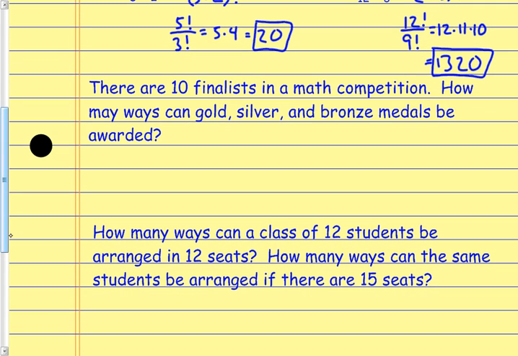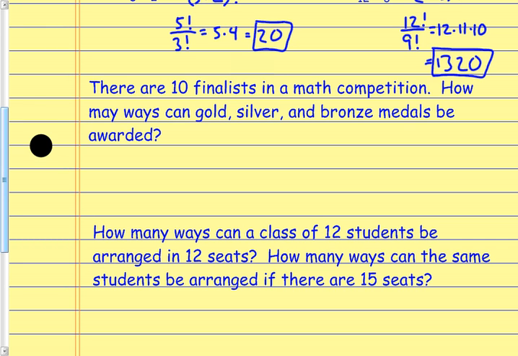If I look at an example like this, there are 10 finalists in a math competition, and we want to know how many ways can gold, silver, and bronze medals be awarded. So again, I'm going to set up a permutation, and I know it's a permutation because order matters, since we're talking about gold, silver, and bronze. The gold medal is not the same thing as the bronze medal or the silver medal. First place is different from second place when we're talking about a competition. And if you don't believe me, ask any Olympian who has ever won a silver or bronze medal. They'll tell you they'd much rather have the gold.